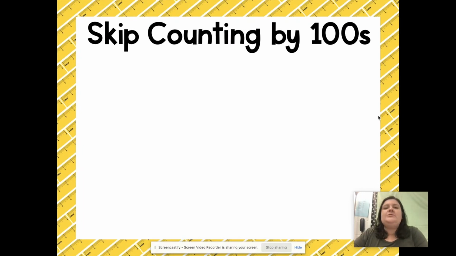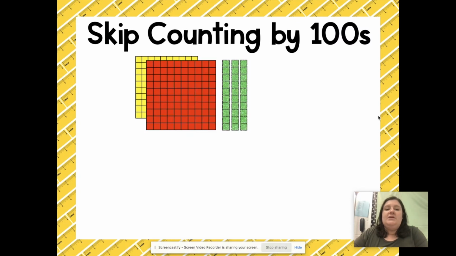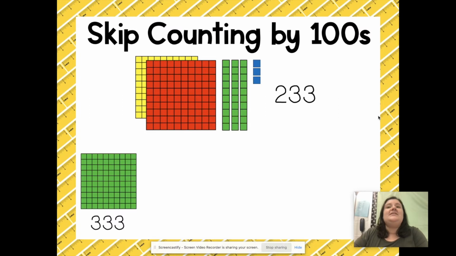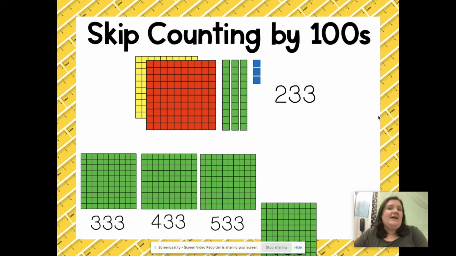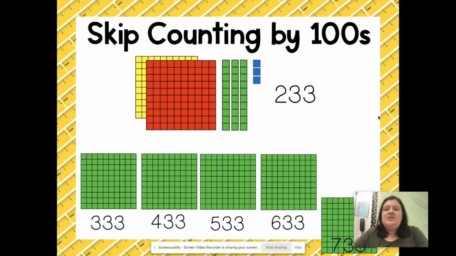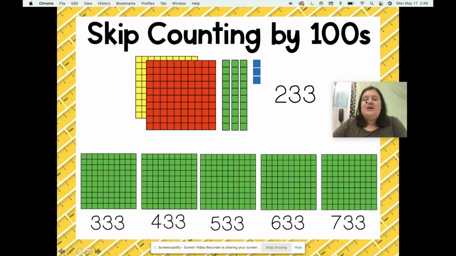All right, let's talk about skip counting by hundreds. And I want you to notice what place value changes when I skip count by hundreds. I'm going to go ahead and start by showing some base 10 blocks. So right here, I have 233. All right, so now I'm going to add 100 more or another flat. That's going to be 333, 433, 533, 633, and finally 733. What do you notice about all of these numbers changing? If you said you only noticed the hundreds going up, you're correct.